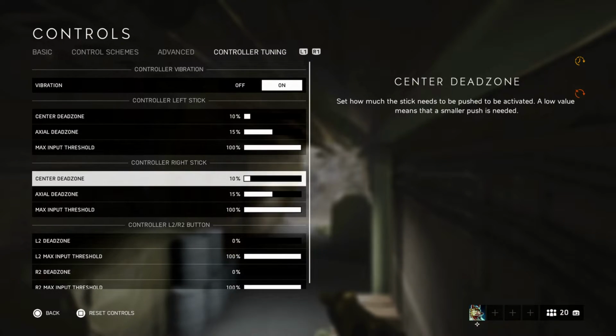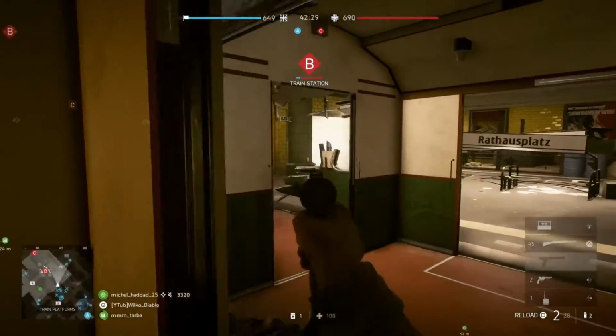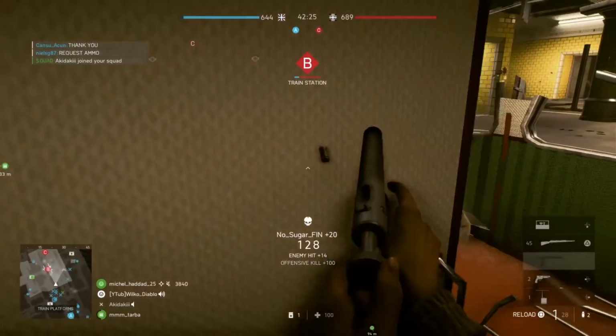The third setting, which we're looking at here, is going to be center deadzone, probably one of the most important deadzone settings to look at. And you can see here I've got a medium value of 10%, which is 5% lower than the 15% default. Now, for this setting, it essentially means, again, how much the stick needs to be pushed to be activated. The higher this is, say if you put it on 100%, you probably got to push the thumbstick 50% of the way to the right or the left, again, or up or down, to have it actually start moving.